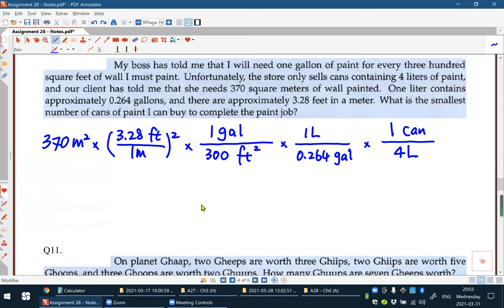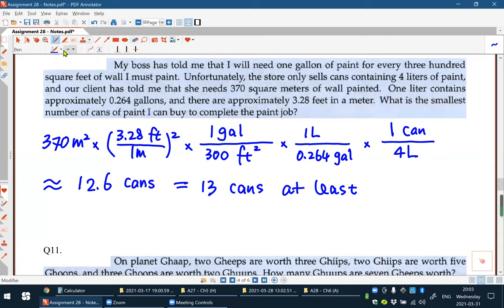Okay, so if we multiply all the numbers here, actually you can calculate this using a calculator. This is approximately 12.6 cans. So that means we need 12.6 cans. Usually the store doesn't sell you 0.6 cans, right? They only sell an integer number of cans. So we need 13 cans at least. So 13 is the final answer here.